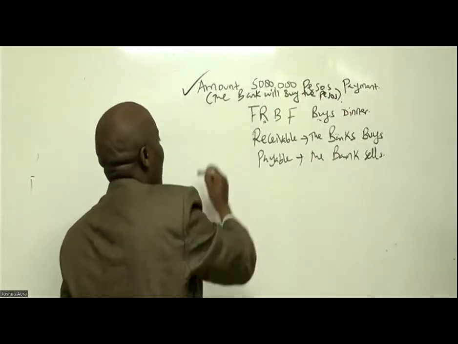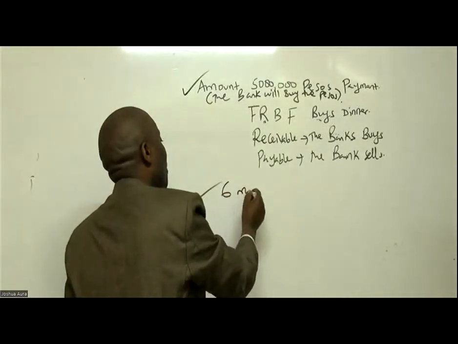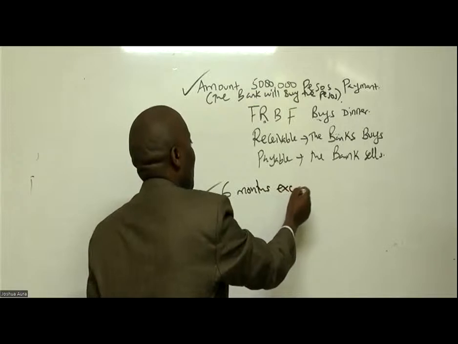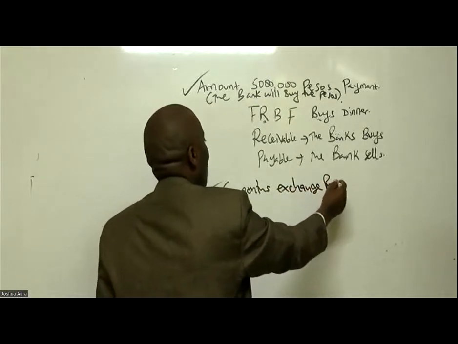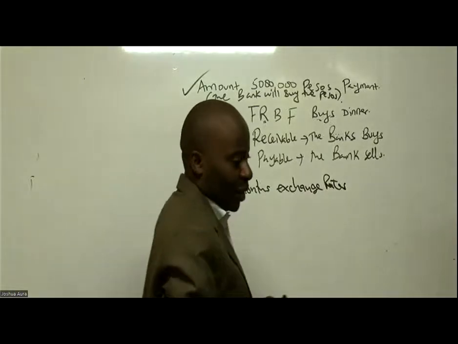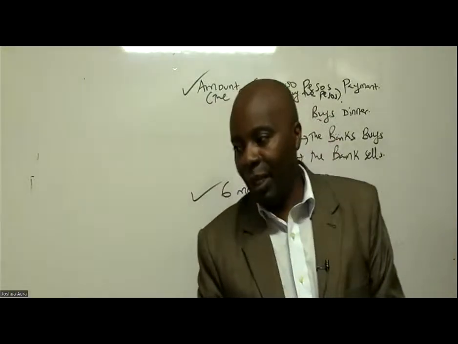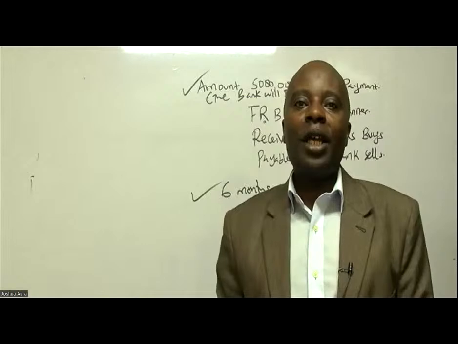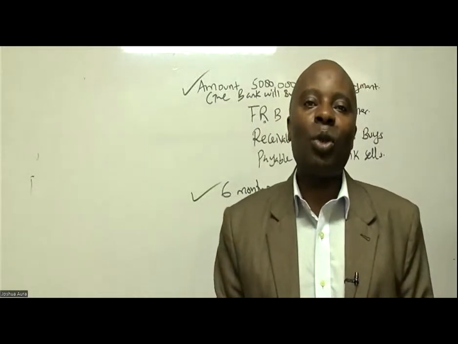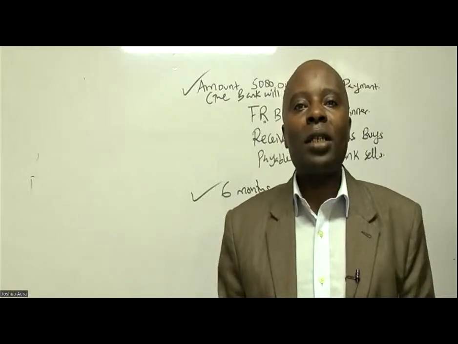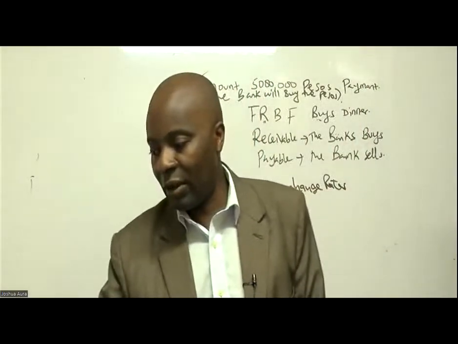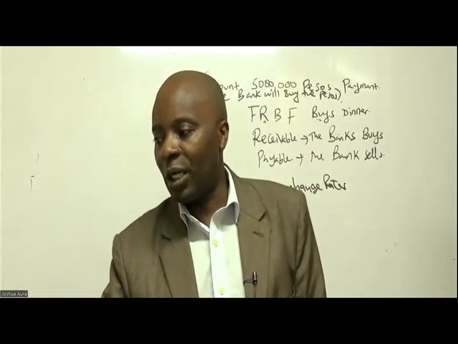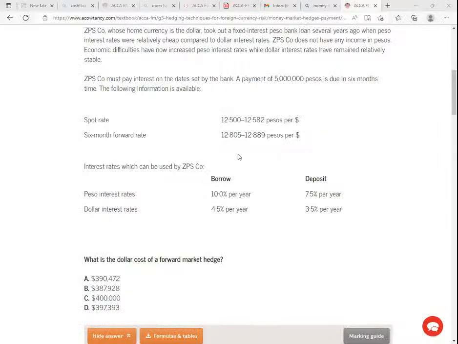Second thing, it's 6 months. So we need the 6 months exchange rate. They'll always give you several rates, but we have to be cognizant of the period when you are required to make this payment. If they give us an exchange rate of 9 months, that is useless. If they give us the spot rate, that is useless. We want the 6 months forward exchange rate.